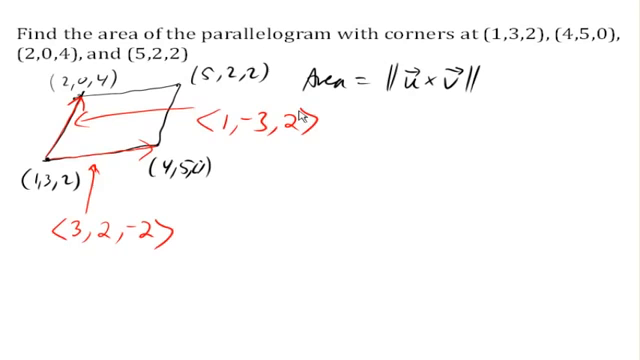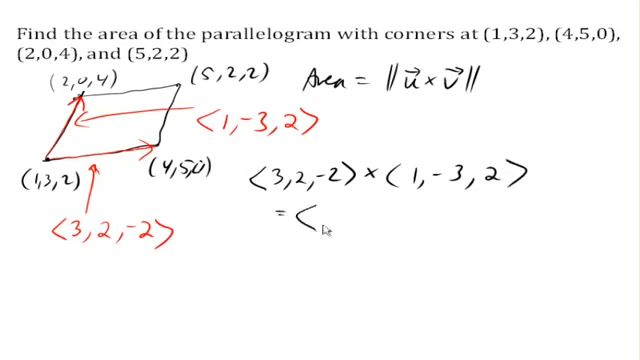So now I need the cross product of those two vectors. So let's find (3, 2, -2) cross (1, -3, 2). And I can either use the determinant method or a calculator or other technology here to calculate the cross product. And then we need the magnitude of that vector.